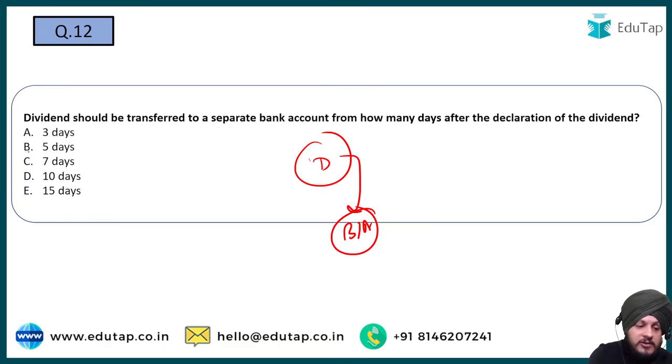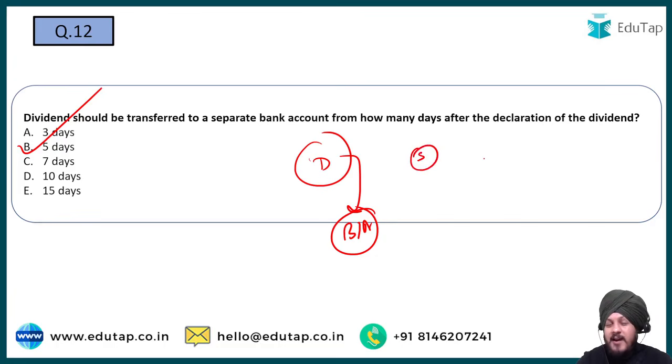So the correct answer to this question is going to be 5 days, right? Because if you talk about the life cycle of dividend payment, right? So basically the declaration of dividend, it has to be moved to a separate bank account within 5 days. This is something that you would be knowing, right? I think it is under section 123, right? So within 5 days, it has to be moved to a separate bank account.